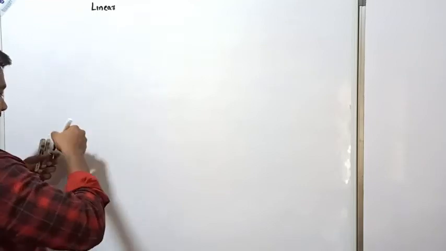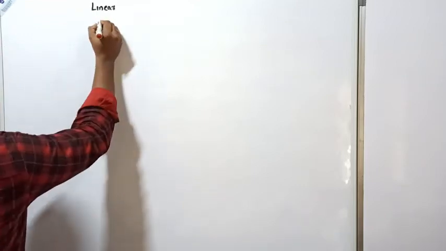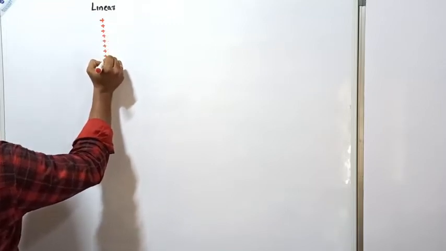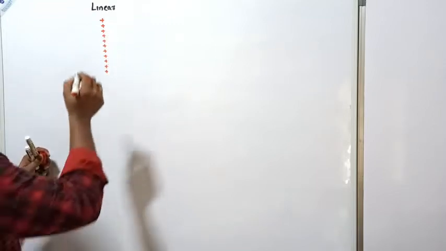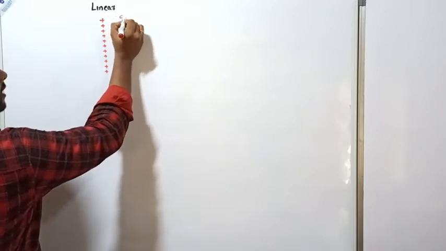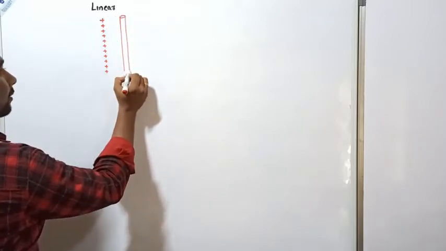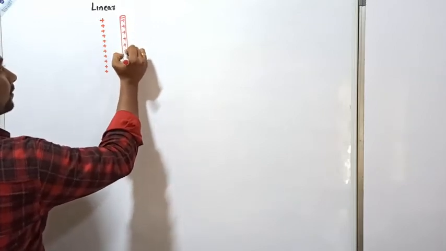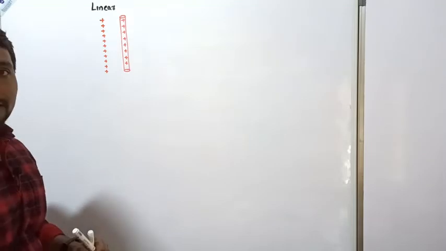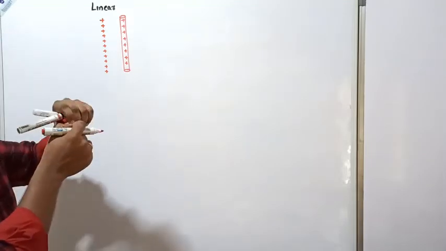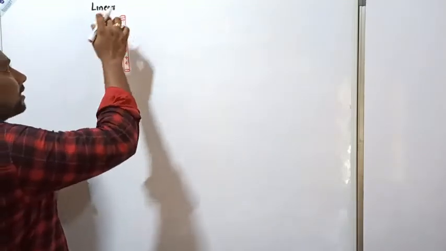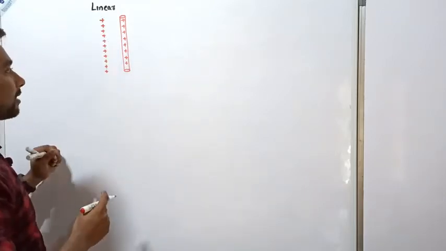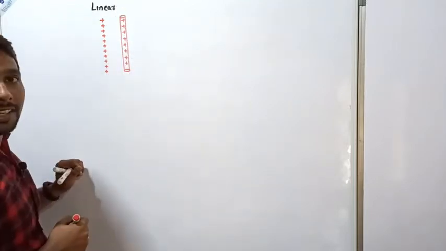Linear form means these charges will be like this. Like this you can put. For example, if you are considering a small wire, charges you can distribute like this. I'm considering a very small thin wire. Charges are distributed in a line. That means linear charge distribution. Here the charges are distributed in a straight line.